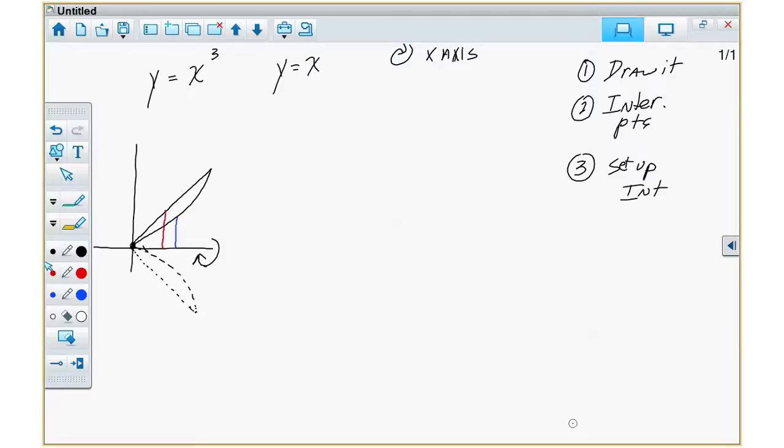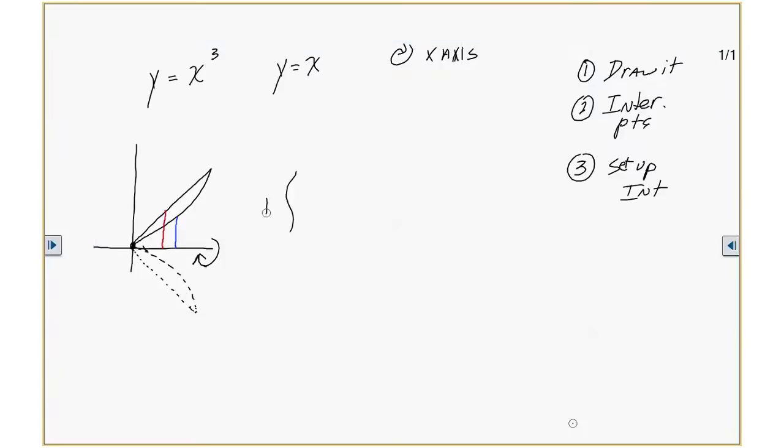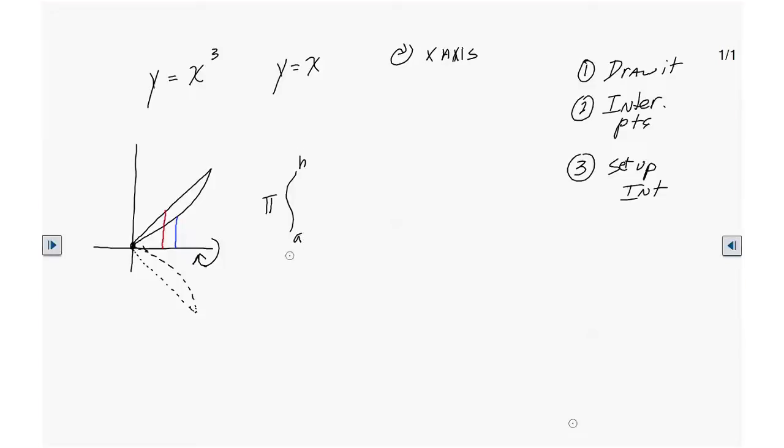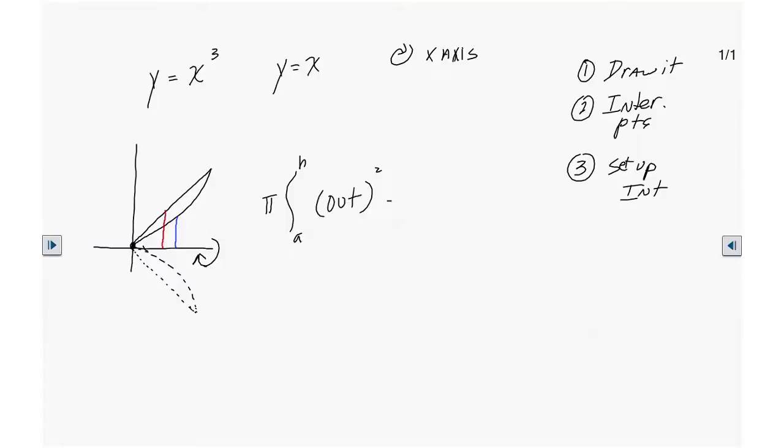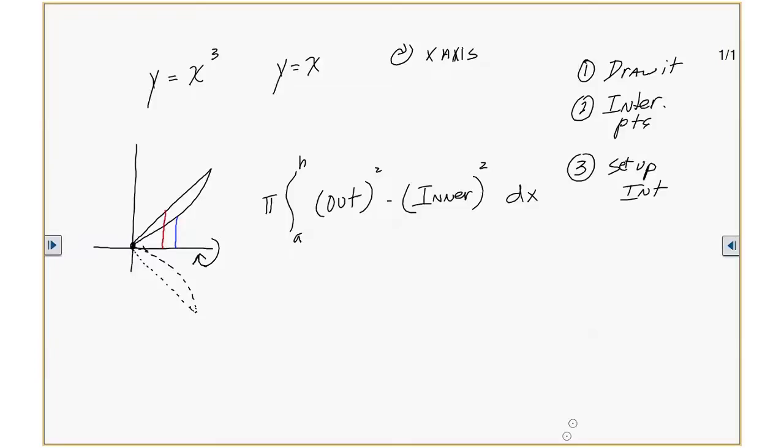Remember, your formula is going to be pi on the outside, and then your outside radius minus your inside radius, from A to B, your outer radius minus the inner radius, squared dx. Now you can leave the pi on the outside, or you can distribute the pi. Either one, doesn't matter to me. We're going to come out with the same answer. So go ahead and figure out which one's the outer radius and which one's the inner radius.